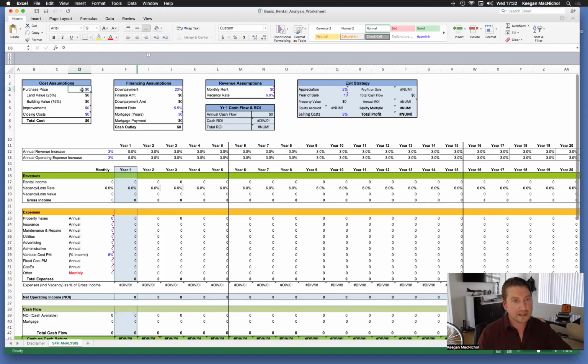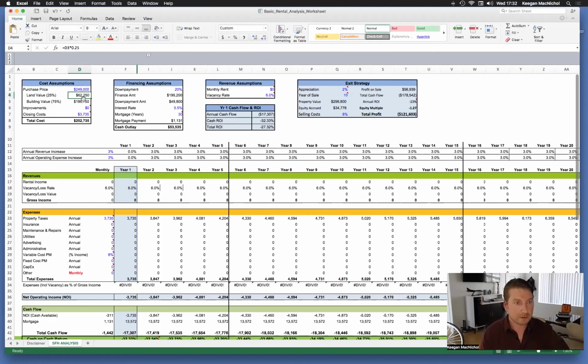So the way this spreadsheet works is the blue font is your inputs, your black auto populates from your inputs, right? So we're going to start left to right and then top to bottom, okay? So the first thing, purchase price. This property was listed for $249,000. Boom, auto populate. Look at that.